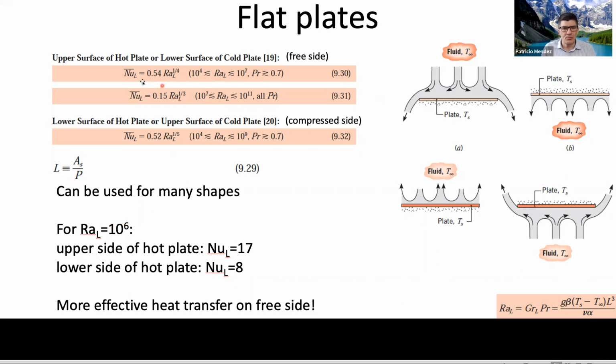For example, if I calculate for Rayleigh of 10 to the 6, I would be comparing this correlation for the upper side of a hot plate and this other correlation for the bottom side of a hot plate. And guess what we see? That the free side, the one that develops the higher turbulence, has a higher Nusselt number, higher heat transfer.